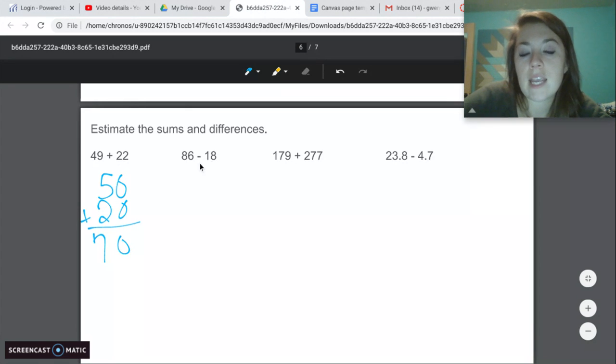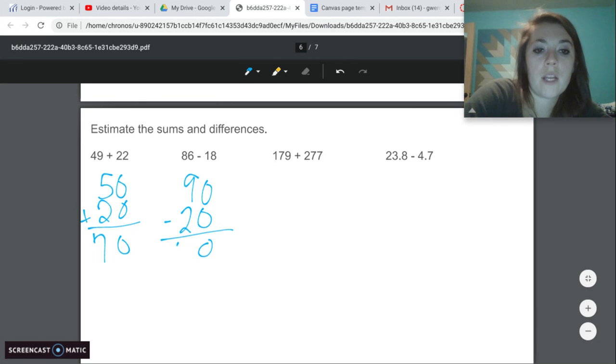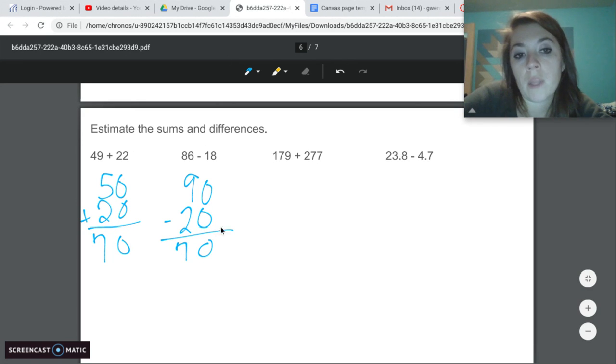86 minus 18. 86 can round up to 90. Minus 18, we could round it up to 20. 90 minus 20 is also 70. So different ways we can do this. We could have made this 80 and 10 and subtracted and also got 70. We could have made this 90 and 10.